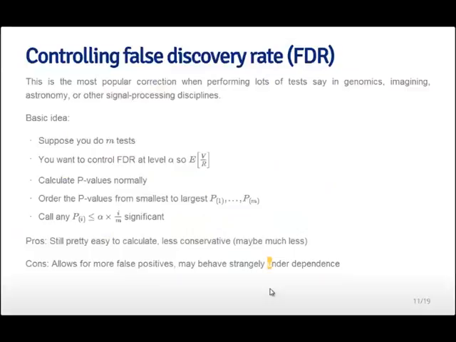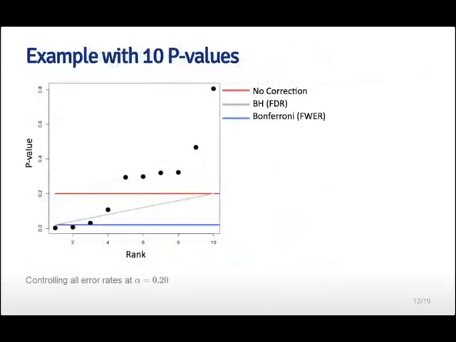So here I'm going to show you an example of how these significance calculations are performed, and basically how the hypothesis tests are performed for the different corrections. And so I'm going to do this example with 10 p-values, and I'm going to control all of the error rates that we're going to be talking about at the level 0.2. So here are the 10 p-values. They're ordered by how small they are. So this is the smallest p-value up to the 10th p-value, which is the largest one. And on the y-axis is the p-value itself.